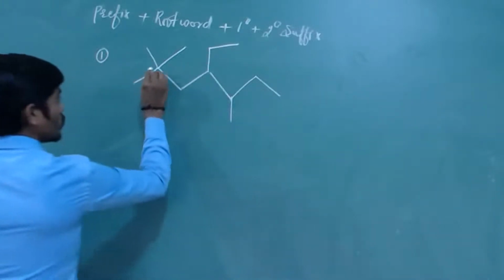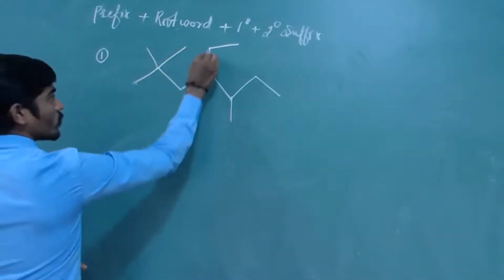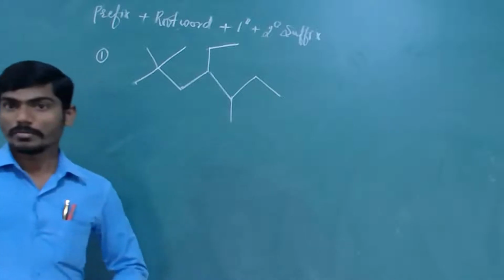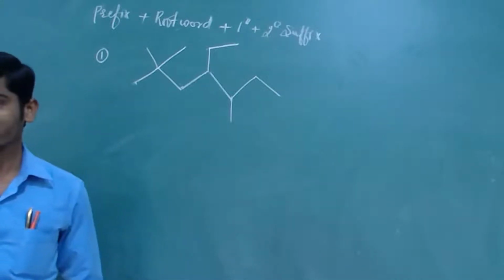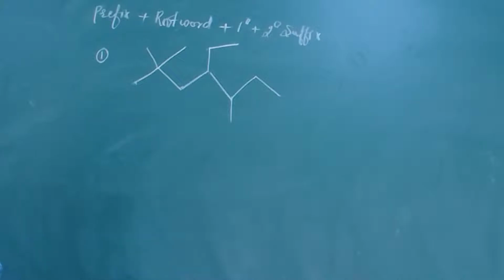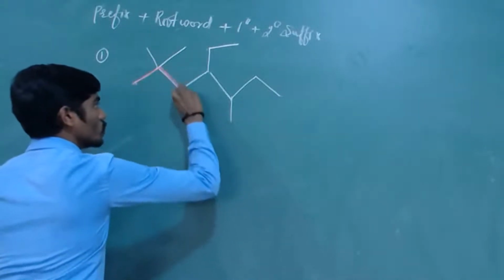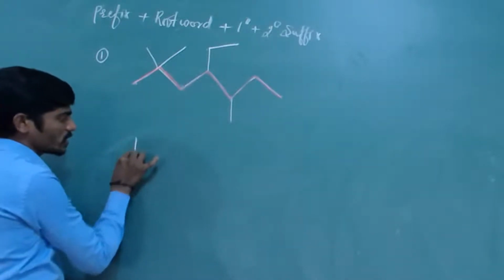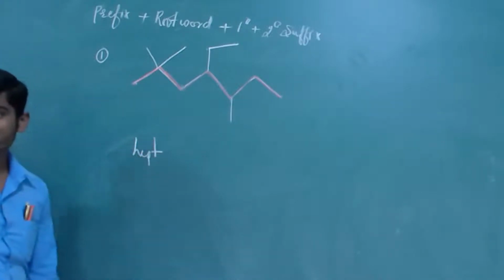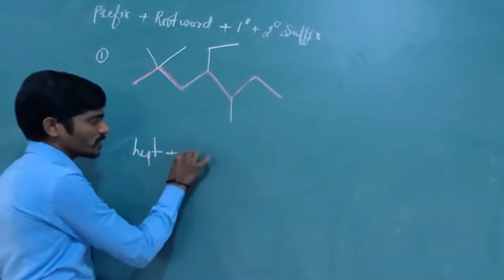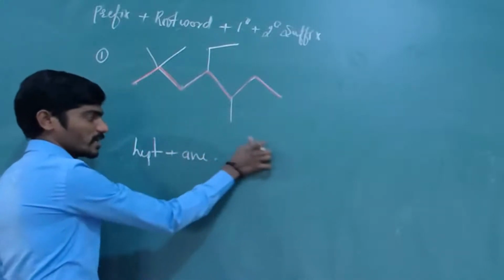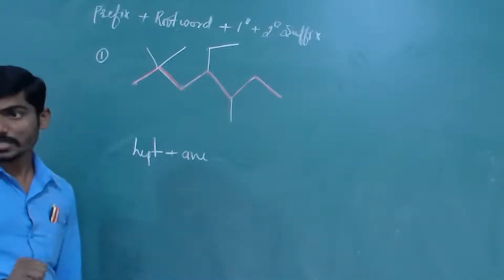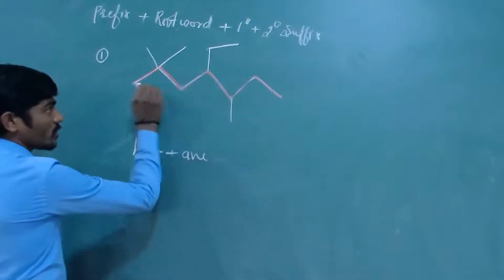Parent chain: 1, 2, 3, 4, 5, 6, 7. Maximum 7 carbons, correct? So this is the parent chain. The root word is hept, primary suffix is ane, secondary suffix is not there. Prefixes are there, the substituent groups.